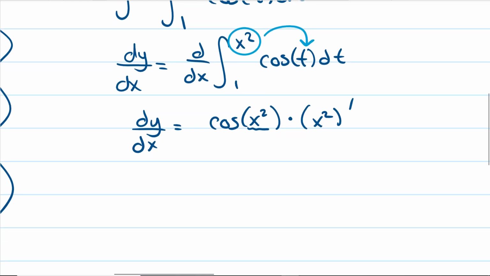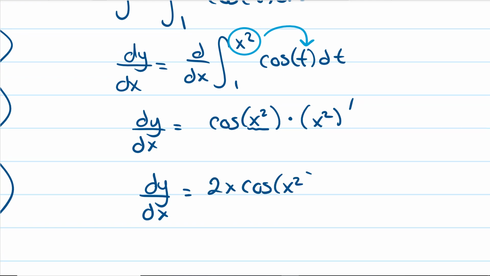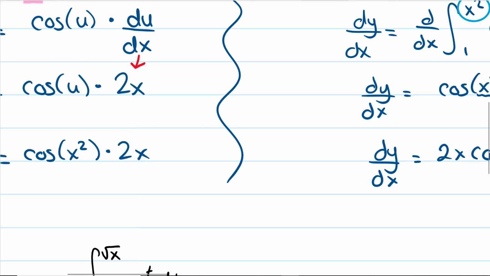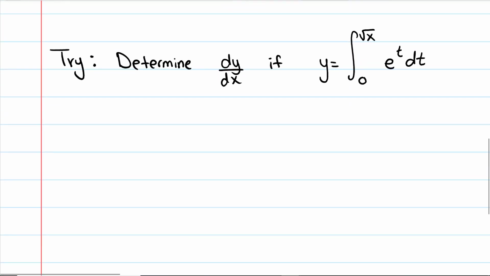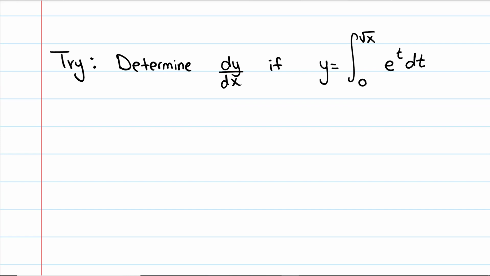Just like before, the chain rule applies the same as derivatives, so you get 2x cosine x squared. For more complicated functions, it might be easier to use a u substitution, but generally for the fundamental theorem of calculus, just doing the chain rule on the side works just as well. So on your own right now, I want you to try this one. Pause the video, give it a go, and then unpause it and see if you got it right.